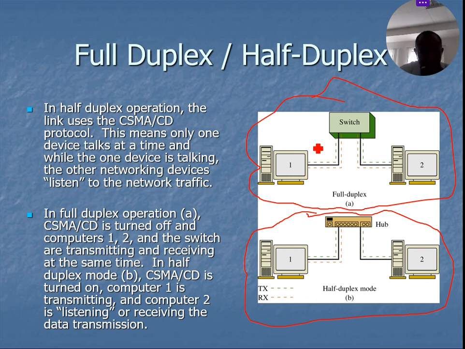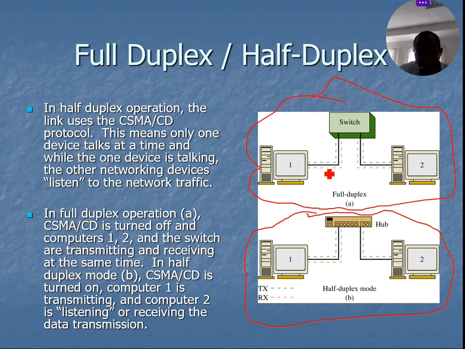But in a full duplex mode of operation, the CSMA/CD is turned off. You turn off the CSMA so that it cannot listen. No one will listen to each other. You send, I send, you send, I send. In half duplex mode, we turn it on. The CSMA/CD protocol is turned on, so that this computer too can listen while this one is transmitting and receiving from the hub.